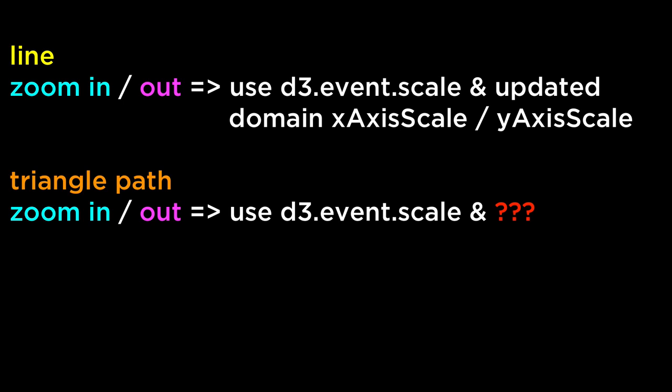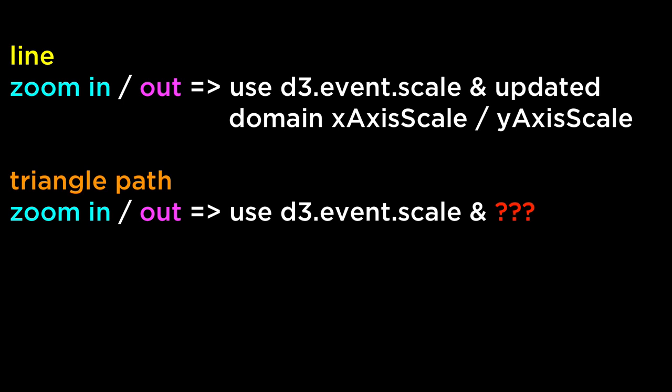For the line, we now know that we can use the d3.event.scale to scale up or down the width of the line. We also covered how we could use the updated x and y axis scales to have the change in relation to the zoom level. For the triangle, we can use the same principle as the line to scale up or down the width of the SVG path line.